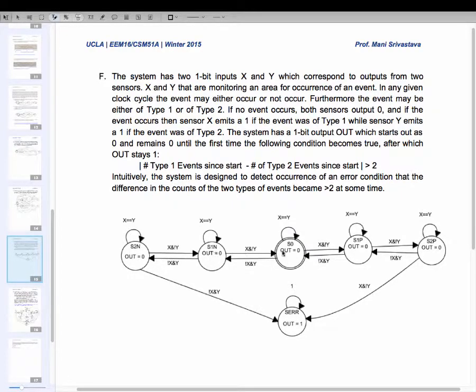If an X came, I'll move back out here. That's what it is saying: not X and Y, or X and not Y. And if I ever went more than two apart in the number of X minus number of Y, I will end up in this state and stay put there forever. So this was a simple case, and what it also shows is that this clearly is an FSM, a finite state problem. I didn't need to keep track of the entire log.